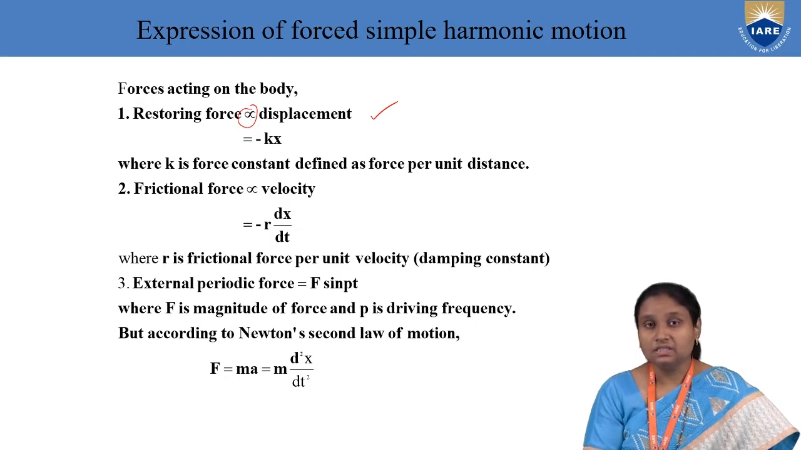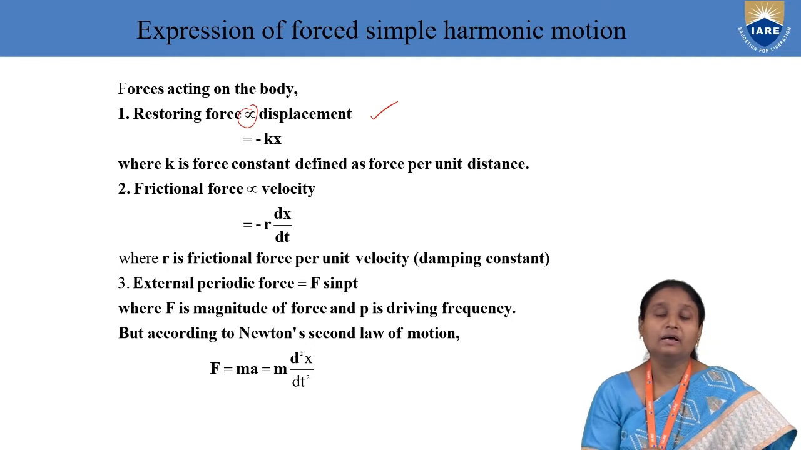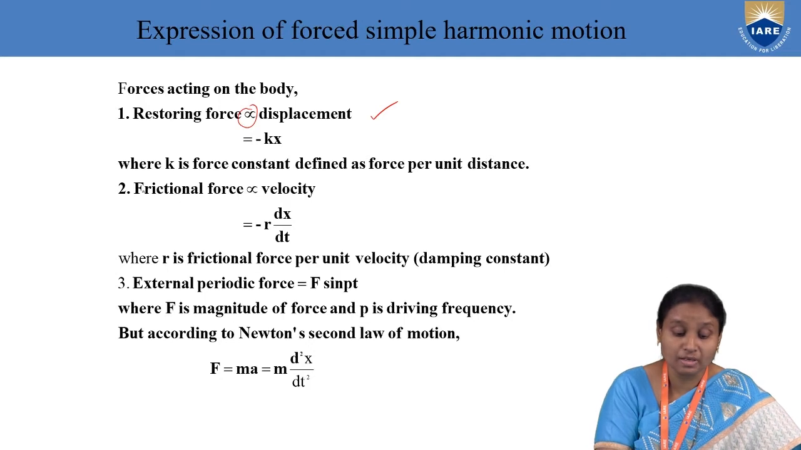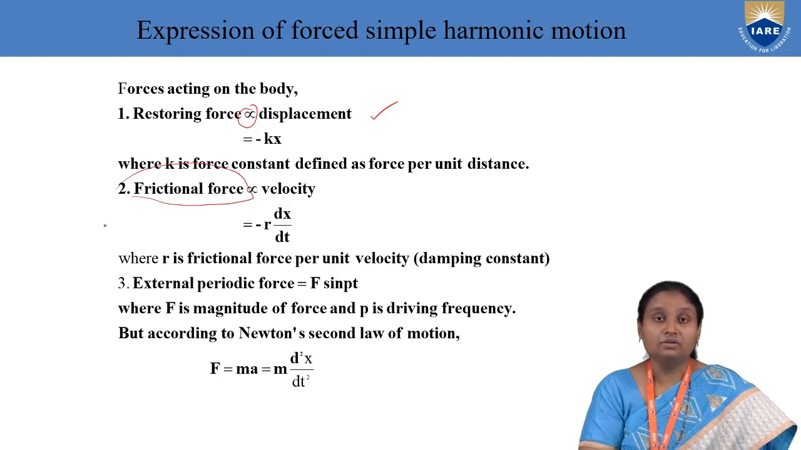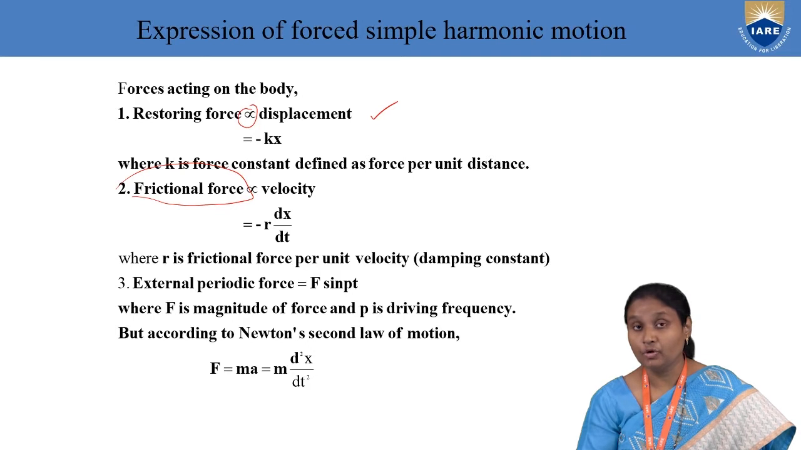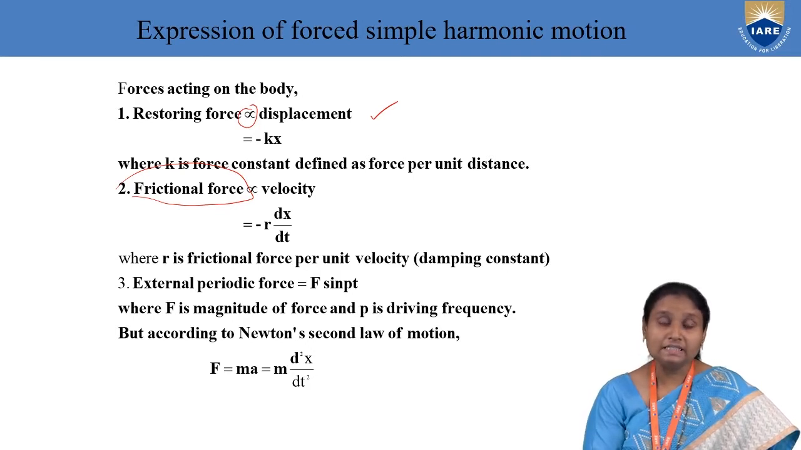Now coming to the second one. Once we set a body into oscillation, there are chances of damping of vibrations. And why is there damping of vibrations? Because of some frictional force acting on the body. This frictional force may be more in the case of damped motion and less in the case of forced motion, because our body is under the influence of an external force. But we cannot neglect this frictional force.